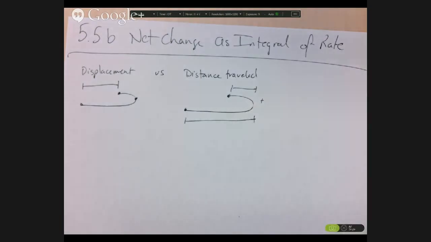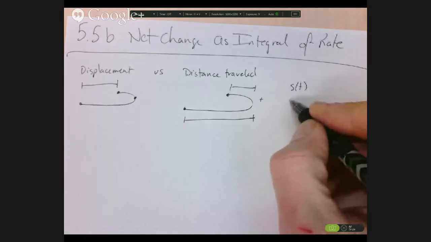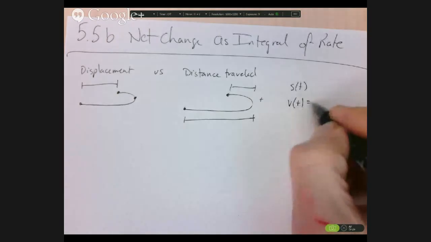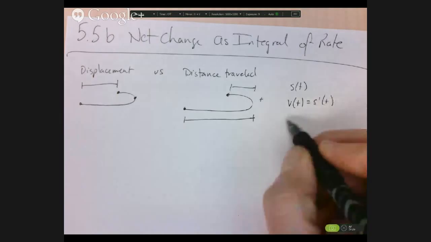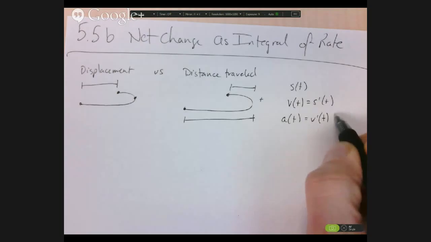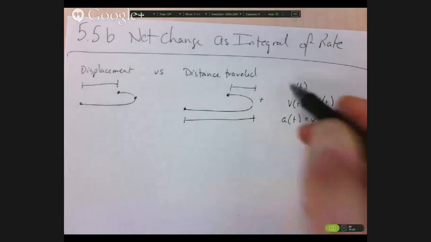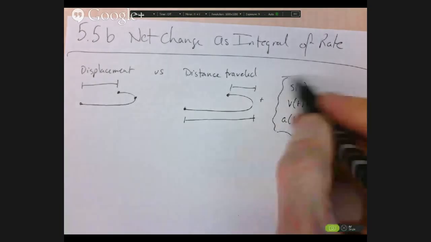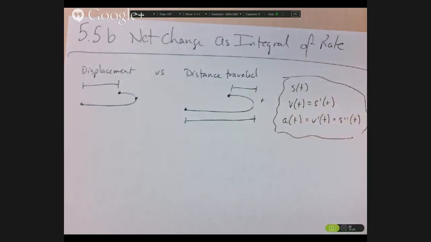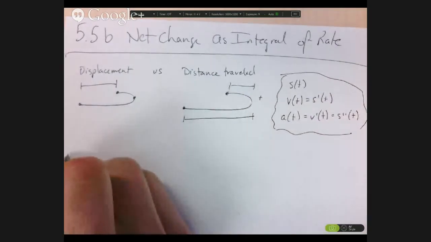So there's a way to distinguish the two, right? Because we're working with our position, velocity, and acceleration relationship. Okay, remember that. So the best way to do it is with an example.